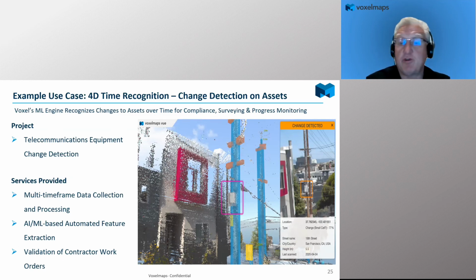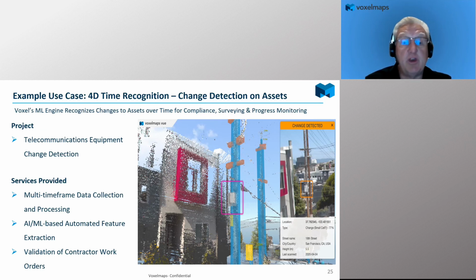This was a project we did for a telecommunications company. So this was an interesting one because of the delivery, right? So we had driven a city before, so we had the data in archive, and then this particular telecommunications company had contracted to have a number of new 5G towers placed on pole assets across their service area. So we did this multi-time frame data collection, did the processing, did the AI ML based automated feature extraction. So it automatically identified the location of new 5G antennas.